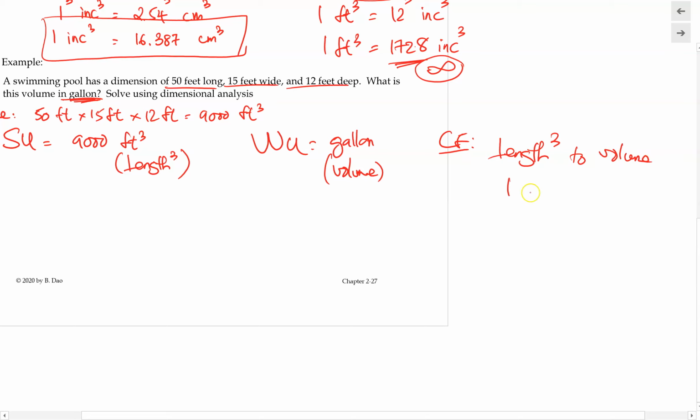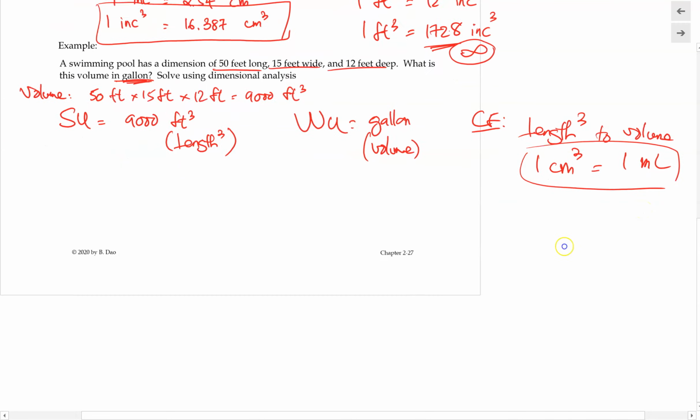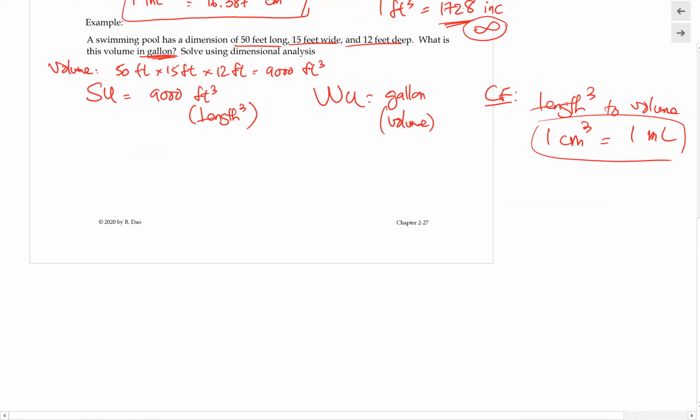And now we remember that when it comes down to the relationship between cubic length and a typical unit of volume, we know that 1 cubic centimeter equals 1 milliliter. So this is something that we have to use in order to solve this problem. Therefore, the first step is for us to convert from cubic feet into cubic inch, and from cubic inch into cubic centimeter. And when we have that, we can convert into milliliter, and from milliliter into liter, and then into gallon. So the solution map for this problem will be as follows.